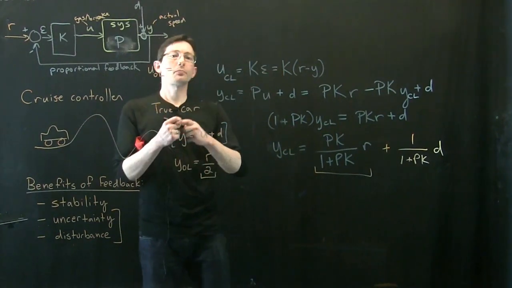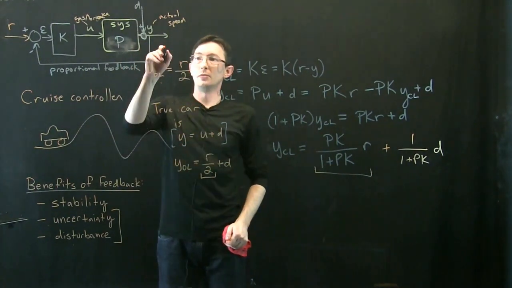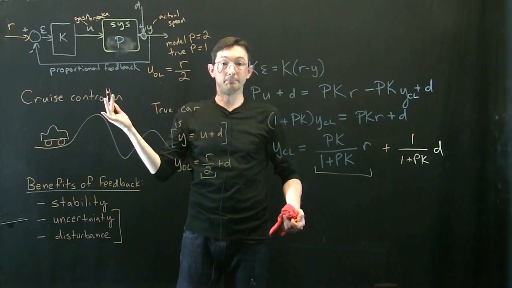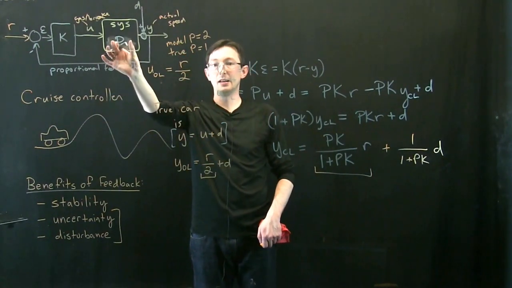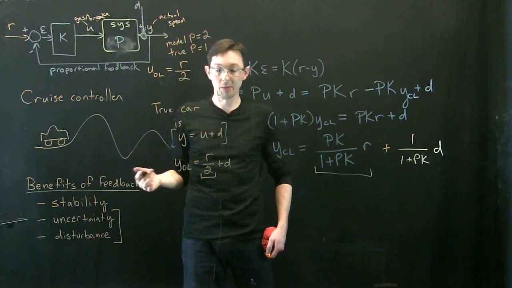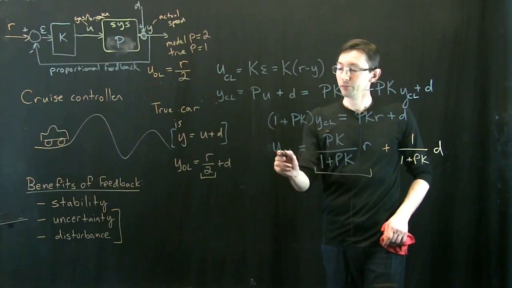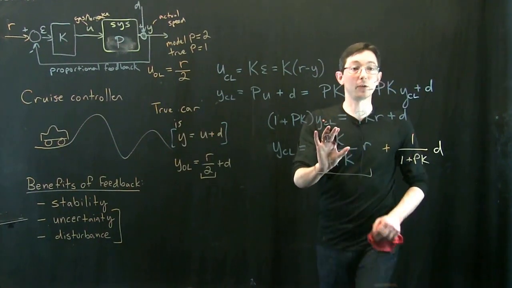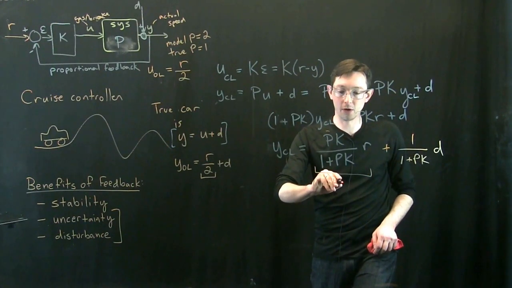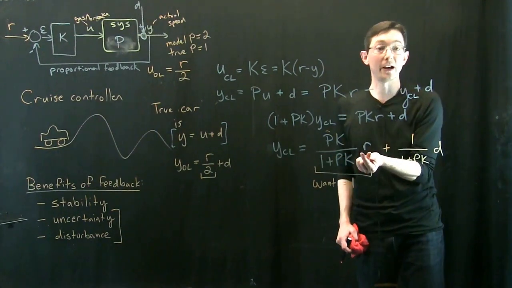Okay, so now remember, the model for P was that P equals 2. So the model P equals 2. But the true car system had P equals 1. Okay, and remember open loop just inverts this P and finds the U that would give you the perfect reference tracking if the actual car acted like the model. So notice here that if my P is not what I think it should be, then I can still get away with having a really big proportional feedback K and making this thing look like 1. We want this to equal 1. Because if this equals 1, then we have really good reference tracking. Then my output speed equals my reference speed.